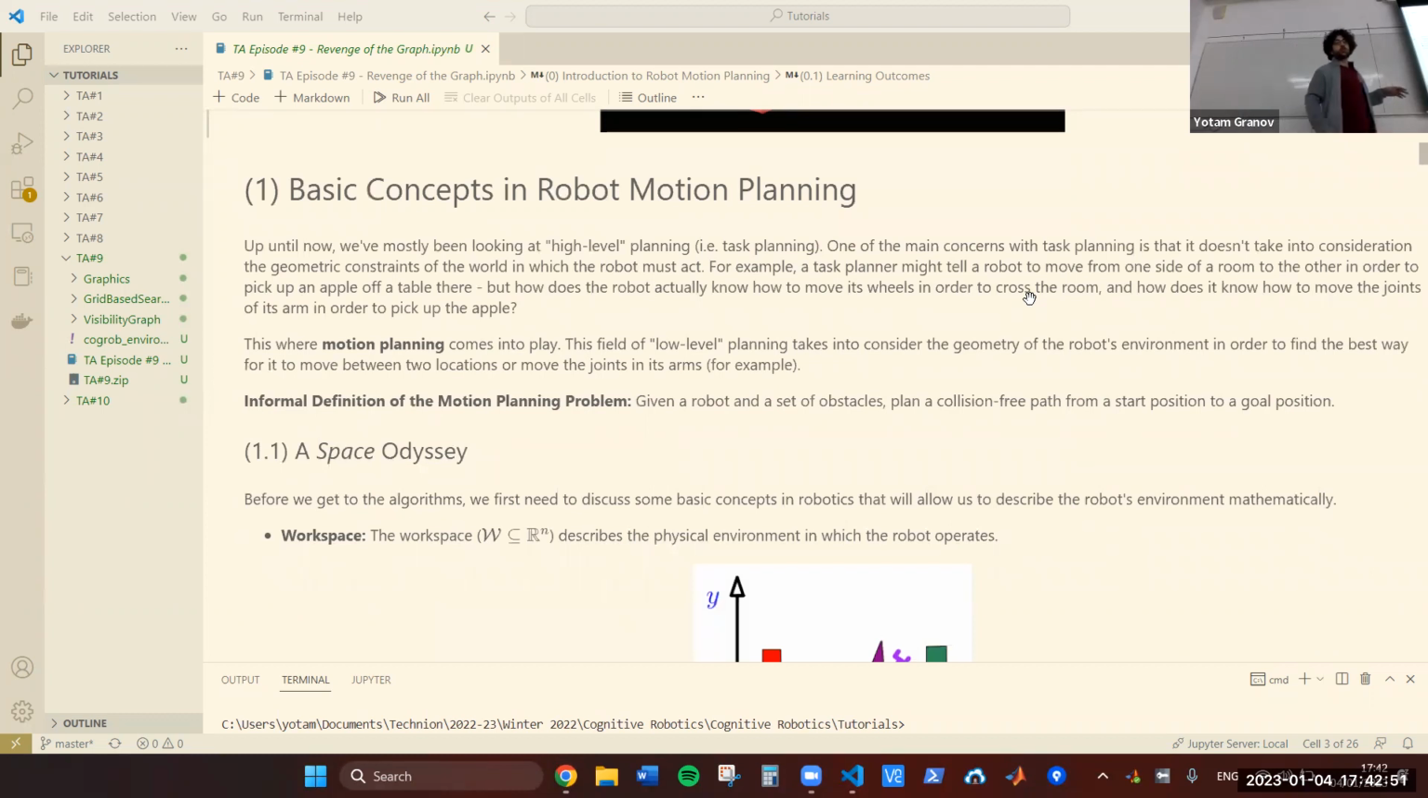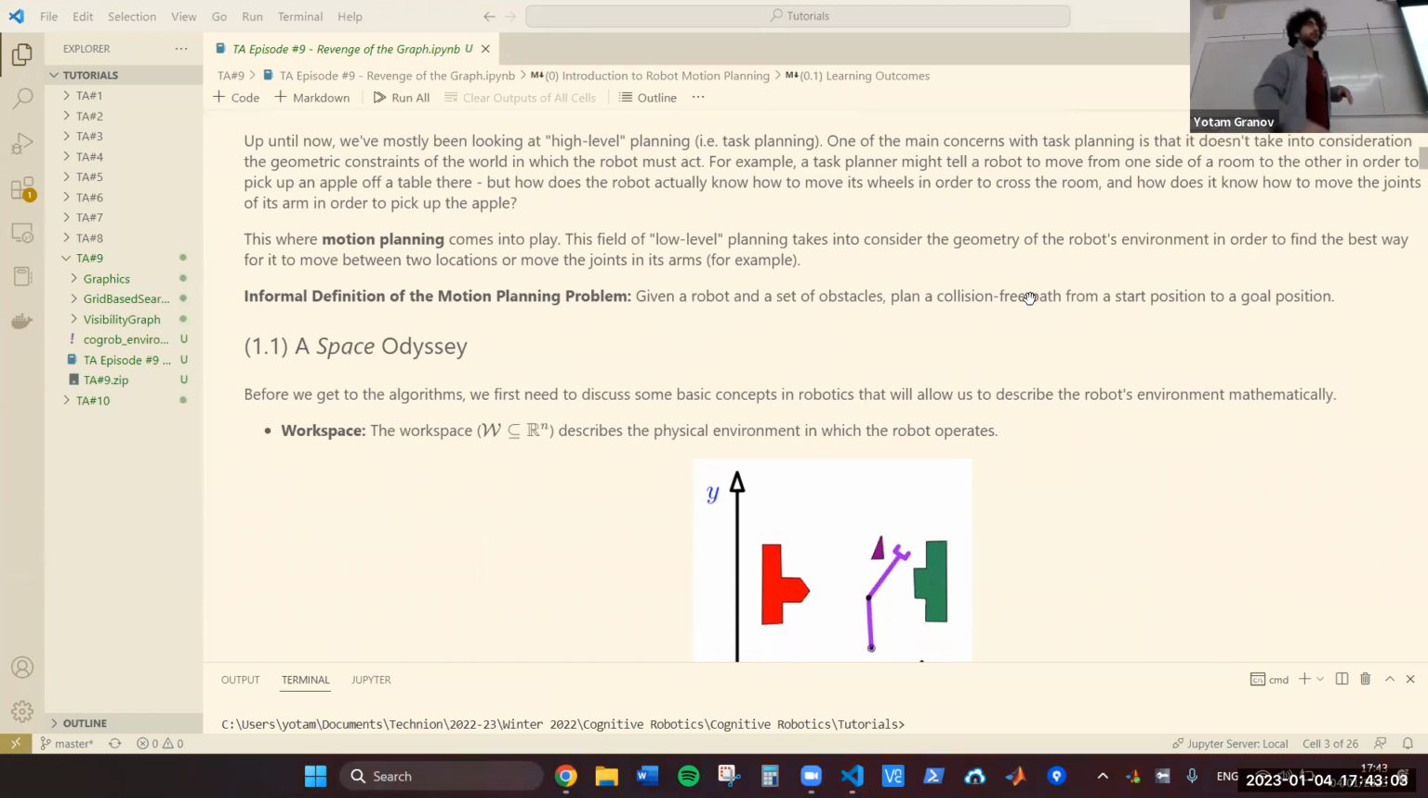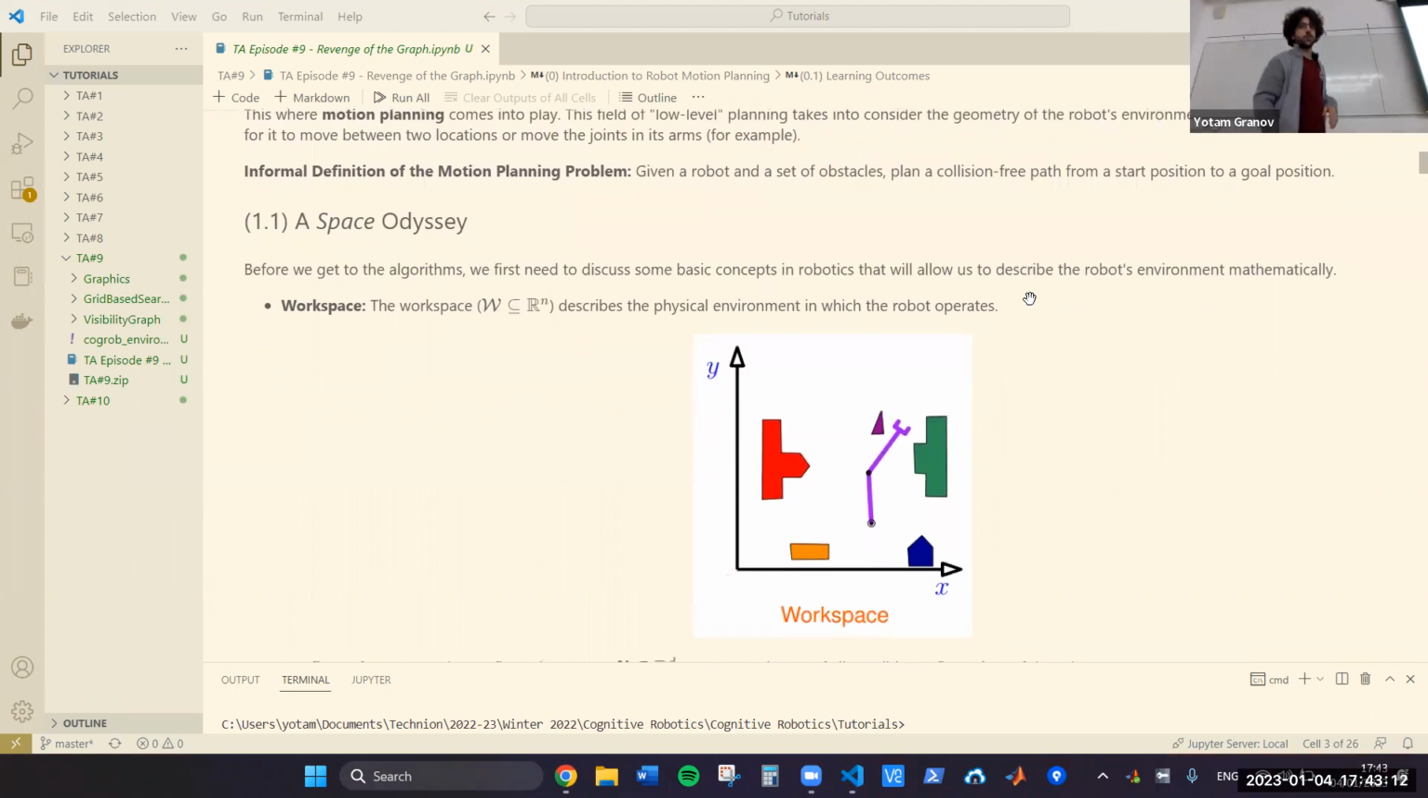So informally, the motion planning problem is that we have a robot, we have a set of obstacles in our world, and we want to move our robot through this world from a start point to a goal point without colliding with any obstacles. In order to start discussing the algorithms that can actually solve this kind of problem, we have to give a bit of mathematical basis. So we'll very briefly discuss what this means.